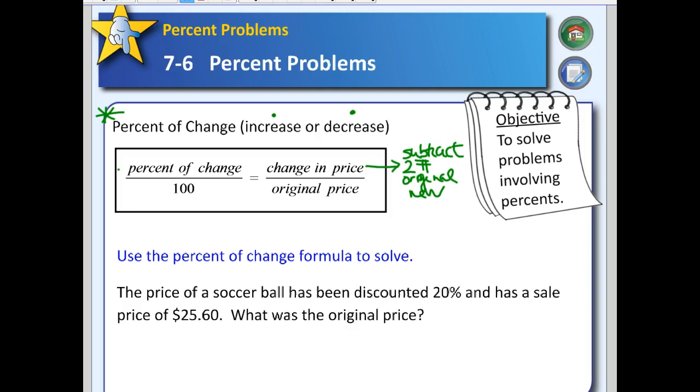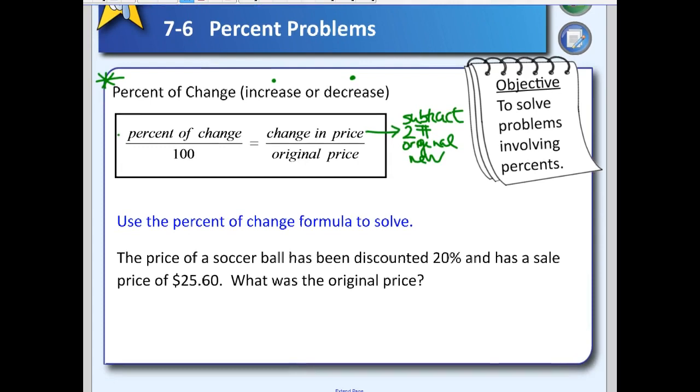So let's go ahead and look at our first problem down here, kind of written as a story problem. It says, the price of a soccer ball has been discounted 20% and has a sale price of $25.60. What was the original price? So we are actually looking for the original price. So if I look at my percent proportion up here, what's our percent of change? Well, our percent of change is 20%. So that means we've got 20 over 100 equals, now it's the change in price over the original. Now we are actually looking for the original, so I'm going to make that x.